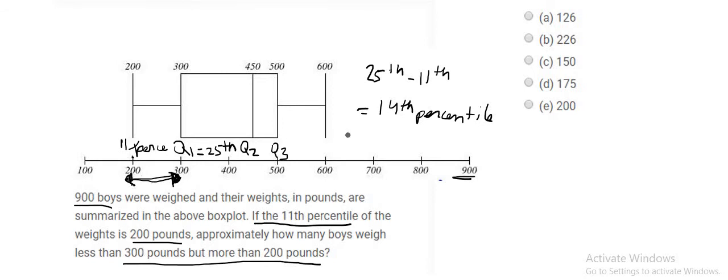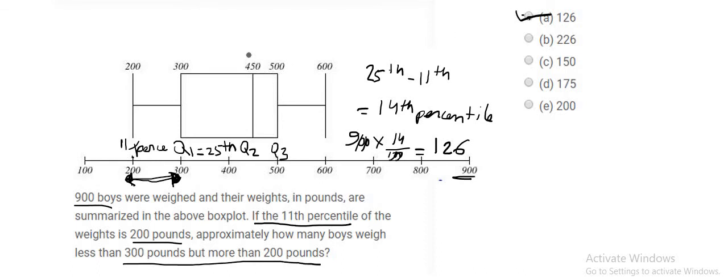So since the total number of boys is 900, we need to find the 14th percentile of 900 boys, which is equal to 126. So for option A, the answer would be 126.